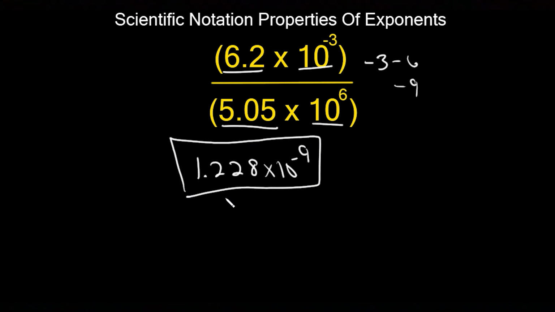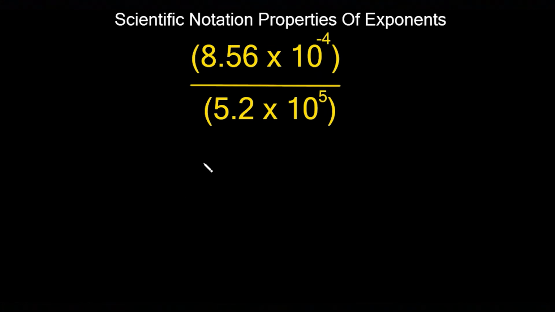All right, let's try another example. So here's our next example, another division problem. Again, we're going to take care of 8.56, then we'll take care of 5.2 and go from there. We're going to divide them. So I'm going to do 8.56 divided by 5.2. When you do that, you get 1.646. And again, I'm rounding to the nearest thousandth here.